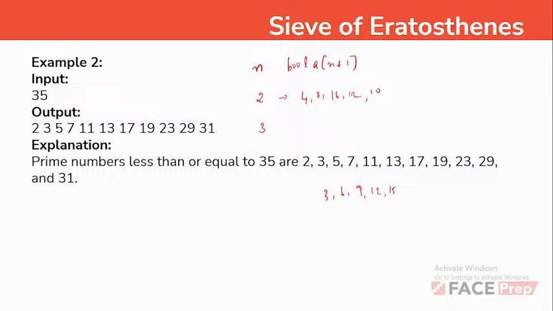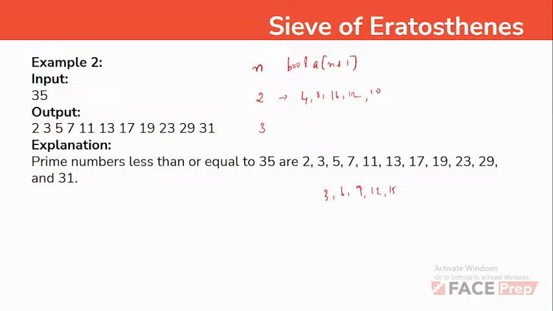Actually, the idea behind the Sieve of Eratosthenes is that any composite number can be divided by a prime number less than or equal to its square root. I repeat, any composite number, that is non-prime numbers, can be divided by a prime number which is less than or equal to its square root. That is the reason I am finding the prime numbers and marking all the multiples of a prime number as false, since they don't fall under the category of prime numbers.